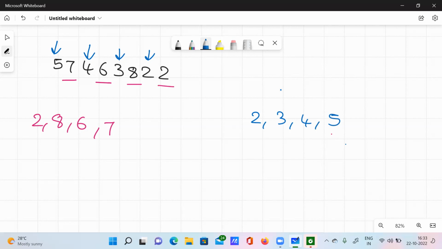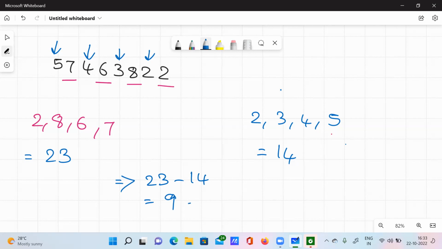So I'll add up all these things. For example, 2 plus 8 is 10, 10 plus 6 is 16, 16 plus 7 is nothing but 23. Okay, and if I add up the others, 2 plus 3 is 5, 5 plus 4 is 9, 9 plus 5 is 14. So just subtract: 23 minus 14 is nothing but how much? Nothing but 9, right? So 9.